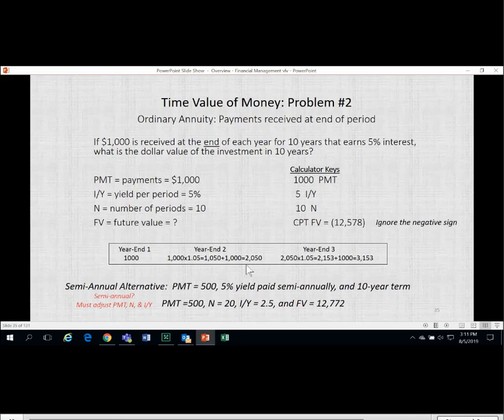Again, what are we doing? We're multiplying by 1 plus the interest rate. That's the beauty of the calculator. It's going to do all the repetitive multiplication for us.